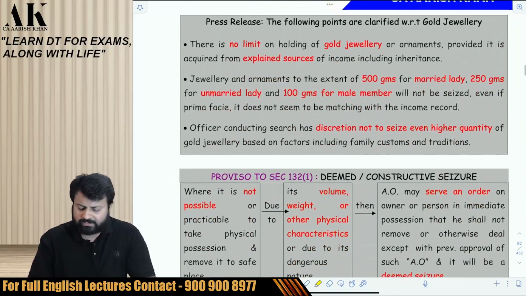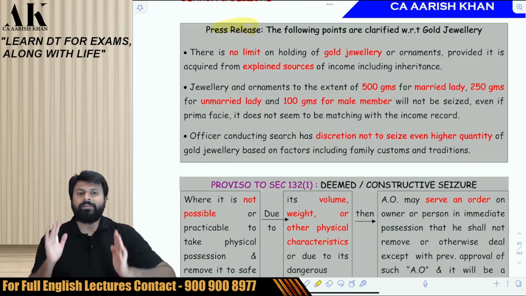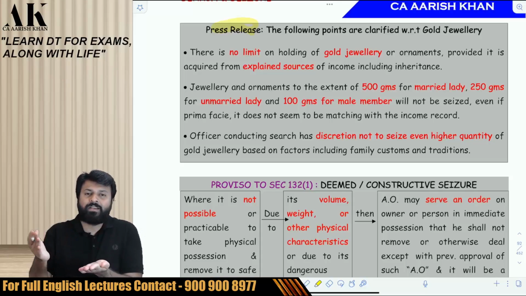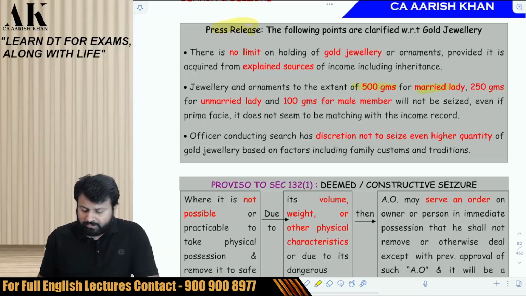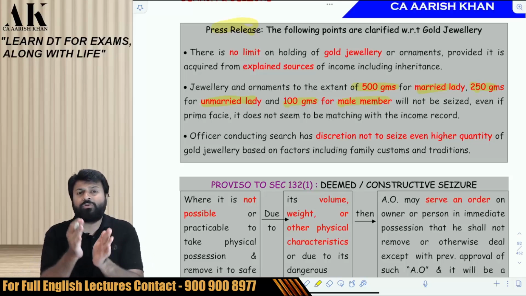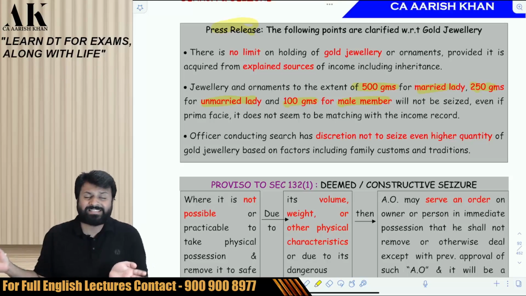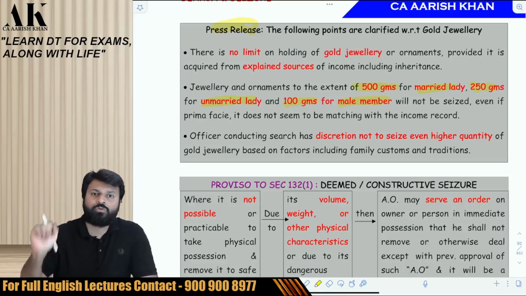Okay. Now there is a CBDT press release with respect to gold jewelry. You can keep gold jewelry up to a certain limit without any explanation. For a married lady, up to 500 grams, nobody is going to ask you any question. For an unmarried lady, up to 250 grams. And for a male member, it is 100 grams, whether married or unmarried, it doesn't matter. Nobody is going to ask you any question up to this limit. If you hold more than this, then they might ask you from where you have got this gold, this jewelry.